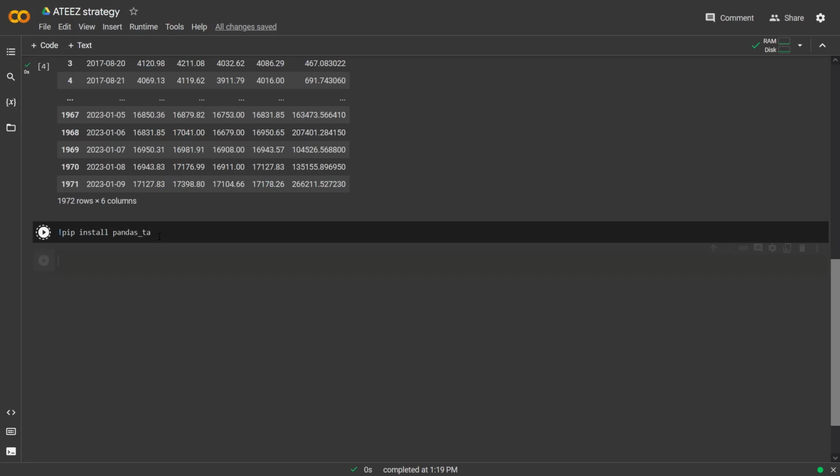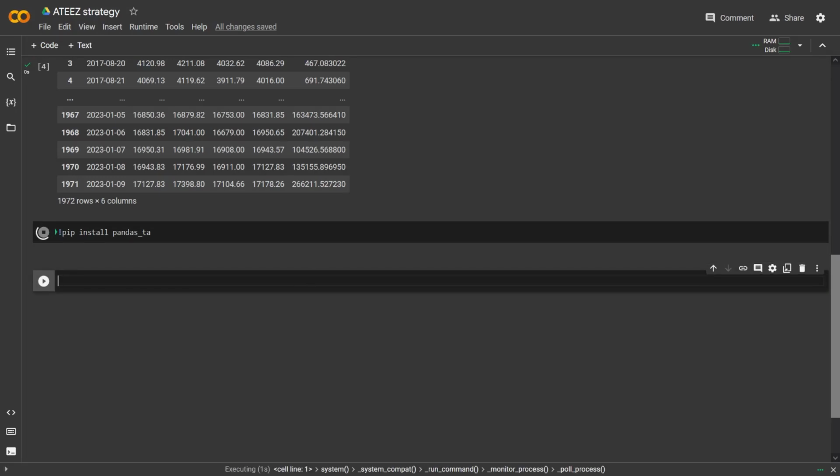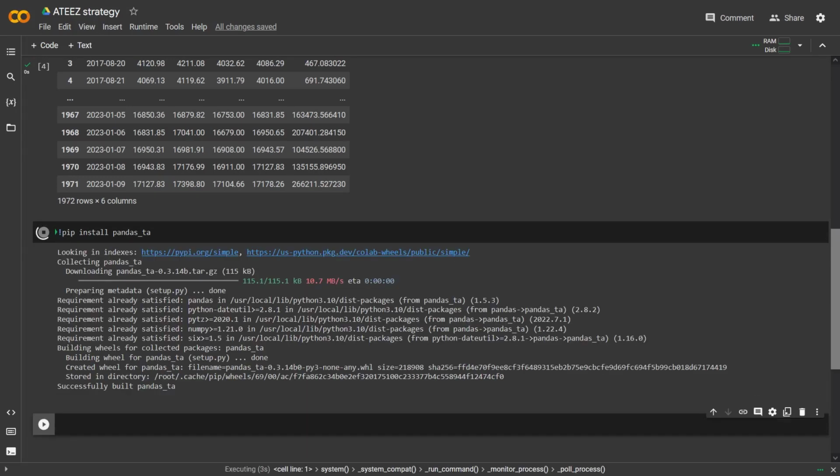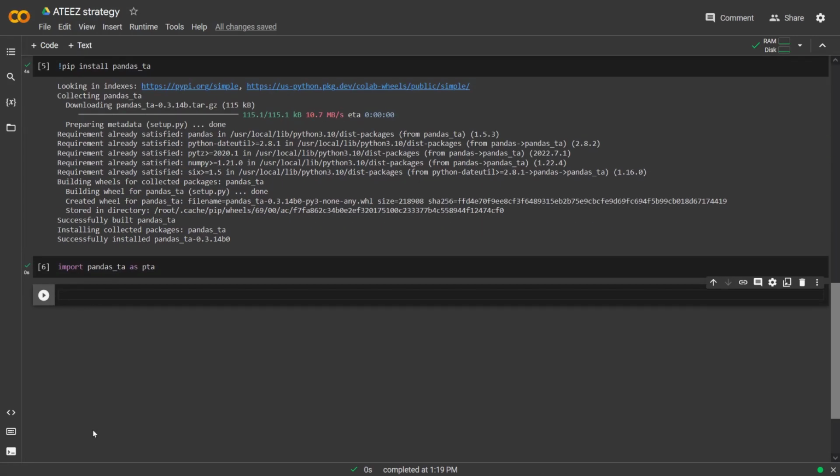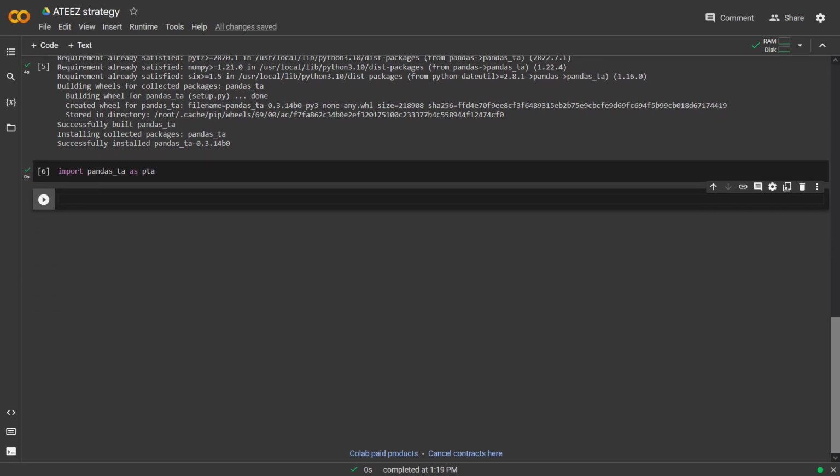Now I will add the indicators I need for this strategy. And for this I will use the pandas TA library for the indicators. But first I have to install this into the Colab workspace first. So after this is installed, I can import the module so that I can create the indicators.